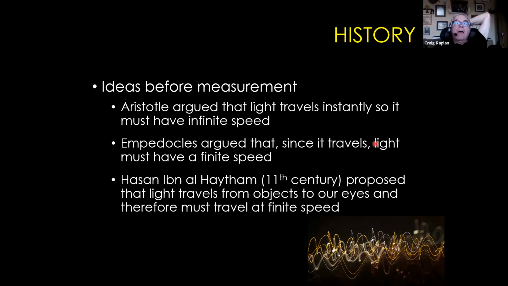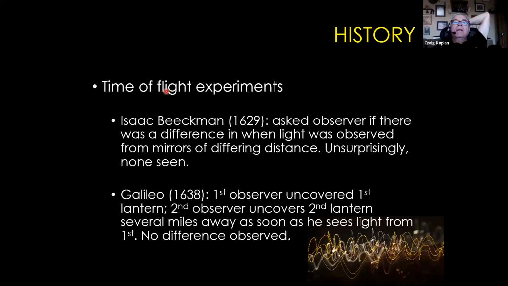Empedocles argued that since it travels, light has to have a finite speed. And an Arabic scientist proposed that light travels from objects to our eyes and therefore must travel at finite speed, similar to this argument. So people weren't even sure that light had a speed. Then in the 1600s, people started doing time of flight experiments. These are basically experiments that measure how long it takes between a light being lit and someone some distance away being able to see it.